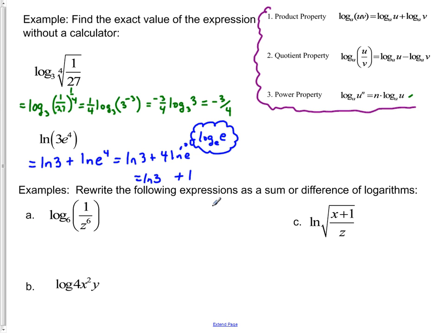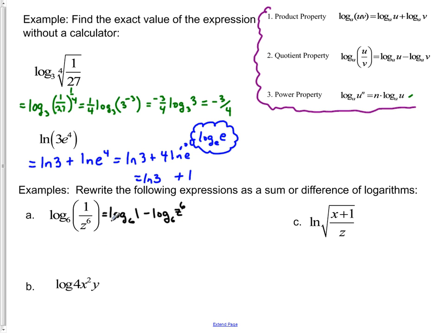All right, here's some more problems, right? Let's try this. Let's say we were asked to rewrite the following expressions as a sum or difference of logarithms. Well, first things first, right here we've got this logarithm base 6 of 1 over z to the 6th. It's a fraction. That's our quotient property, right? My advice is when you're using these rules, try using each rule one at a time until you're really used to it. So right here, we've got a logarithm base 6 of 1 minus the logarithm base 6 of z to the 6th. So what could we do with that?